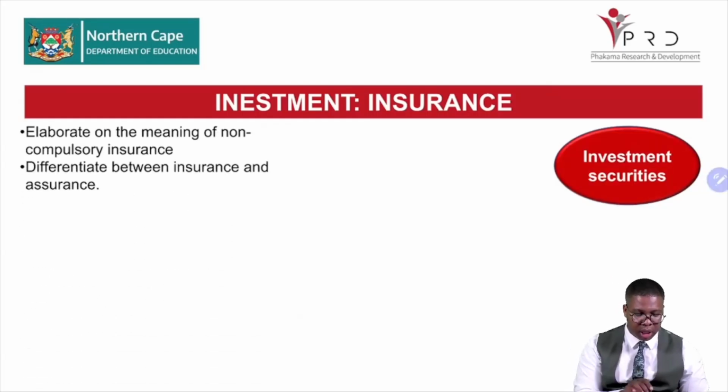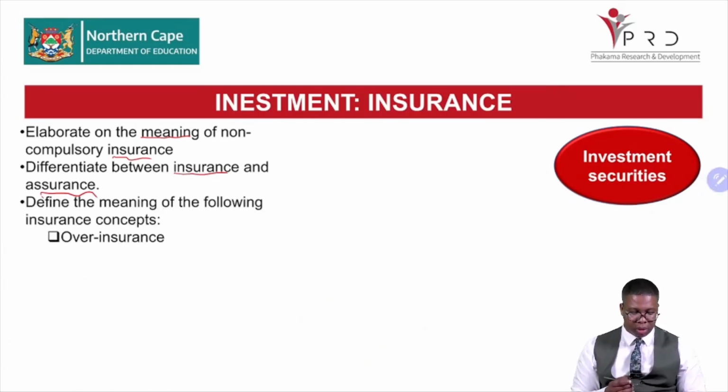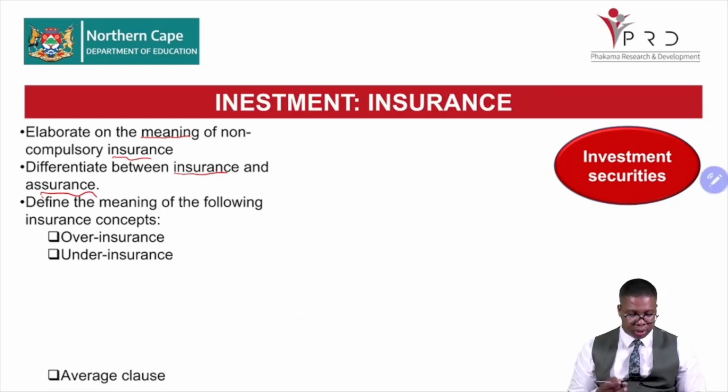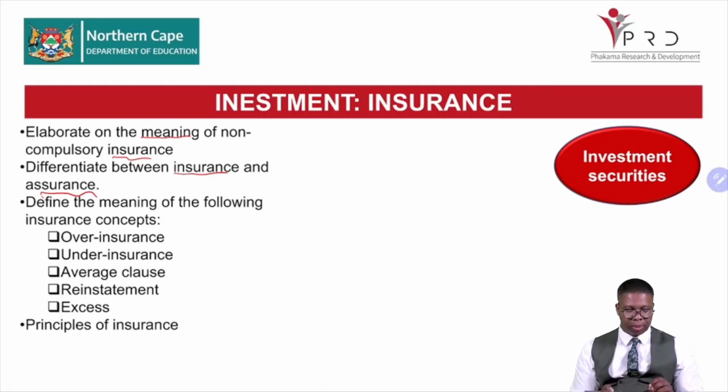Under investment insurance, you should know the following: the meaning of non-compulsory insurance, the differences between insurance and assurance. You should further know how to define the following insurance concepts: over insurance, under insurance together with average clause, then reinstatement together with excess. Then we also have the principles of insurance. Remember, you have 4: the principle of security, the principle of indemnity, the principle of utmost good faith, together with the principle of insurable interest.